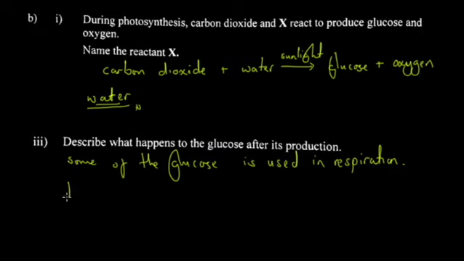And then the excess is stored as starch. So one other common question is, why do plants store the excess glucose as starch? Just because starch is insoluble. So it means it doesn't dissolve in water. So that's why it's called a macromolecule.